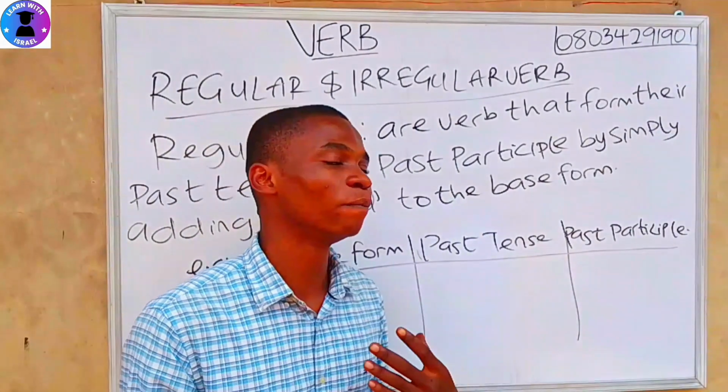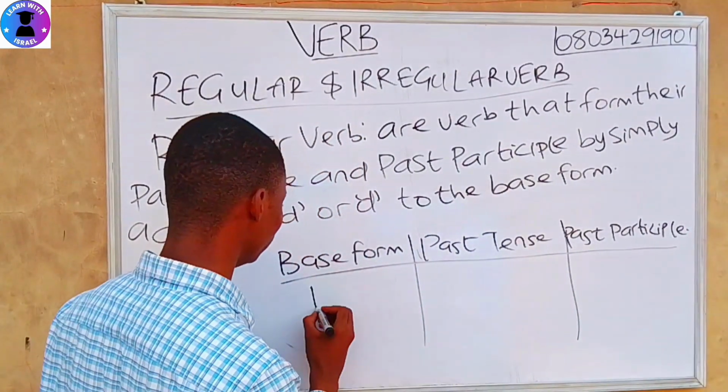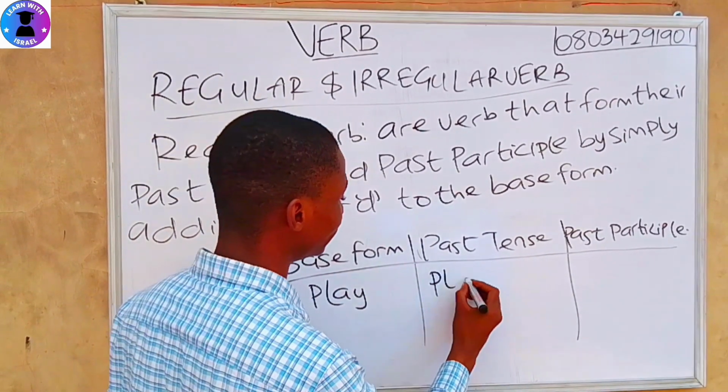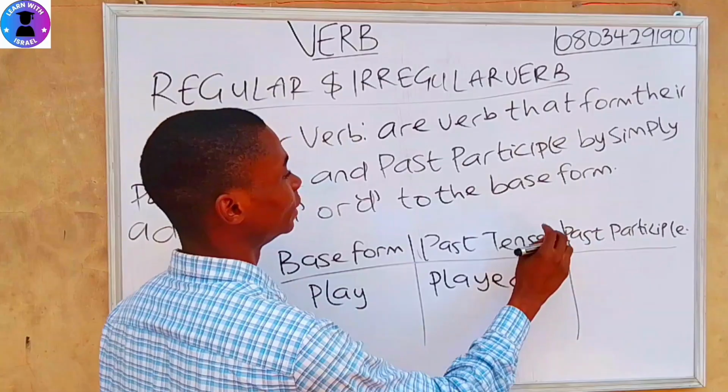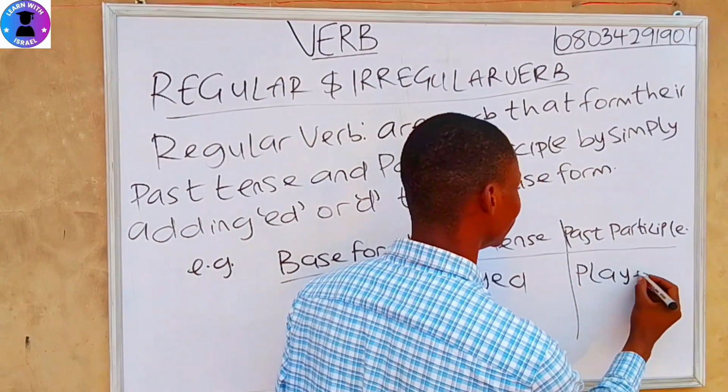Base form can also mean present tense. So we have play. The past tense of play is played. Ed is being added, and the past participle is also played.